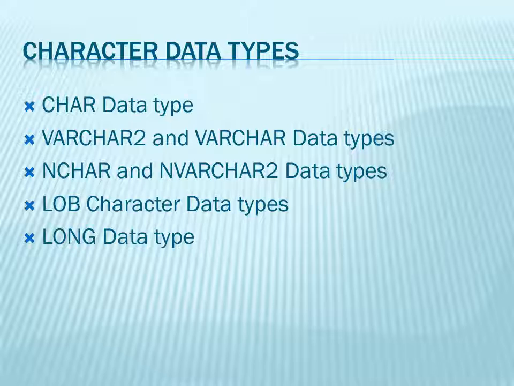What is a character? A character is nothing but an alphanumerical value that represents single characters or strings of characters, that is, a group of characters. In the character data type, we have various data types: char, varchar2 and varchar, nchar and nchar2, LOB character data types, and long data type. Let's see one by one.